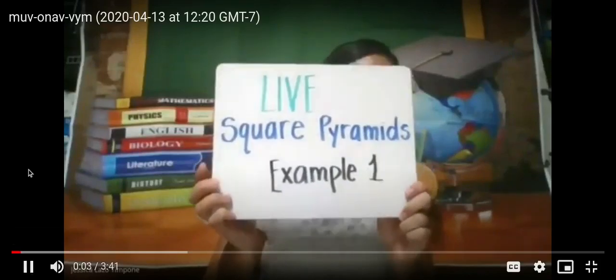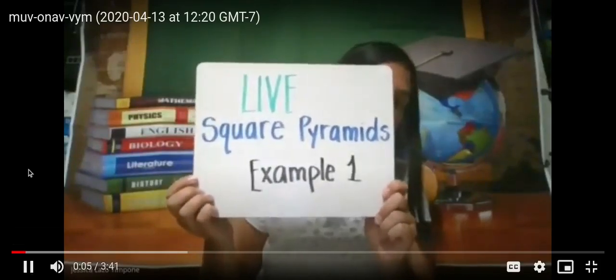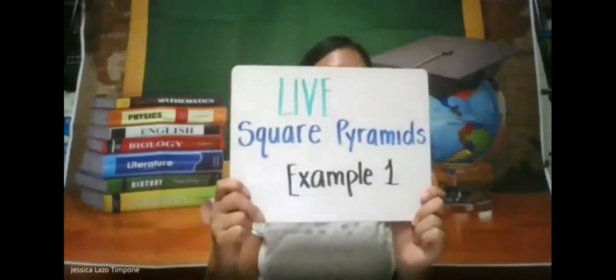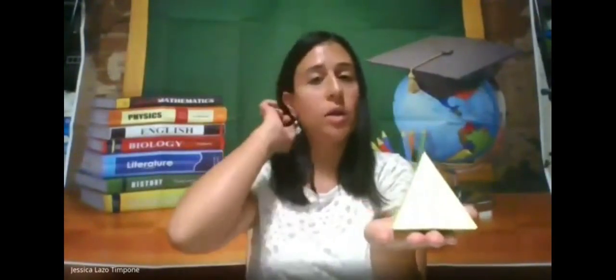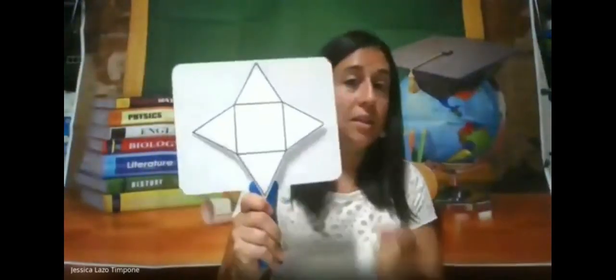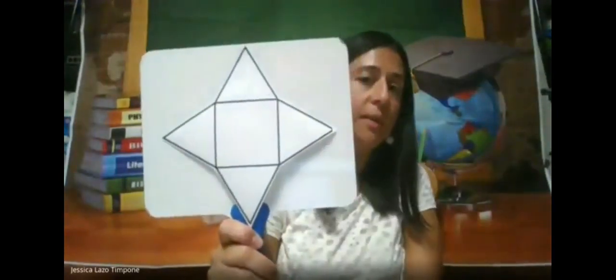This is our first example from our live today. Square pyramids, we're going to be doing surface area. So remember, our square pyramid looks like this, and we are going to open up the net so that it looks like this. This is my favorite way to open up the net. You can also open it up like this, but I think that this is a little easier to see.